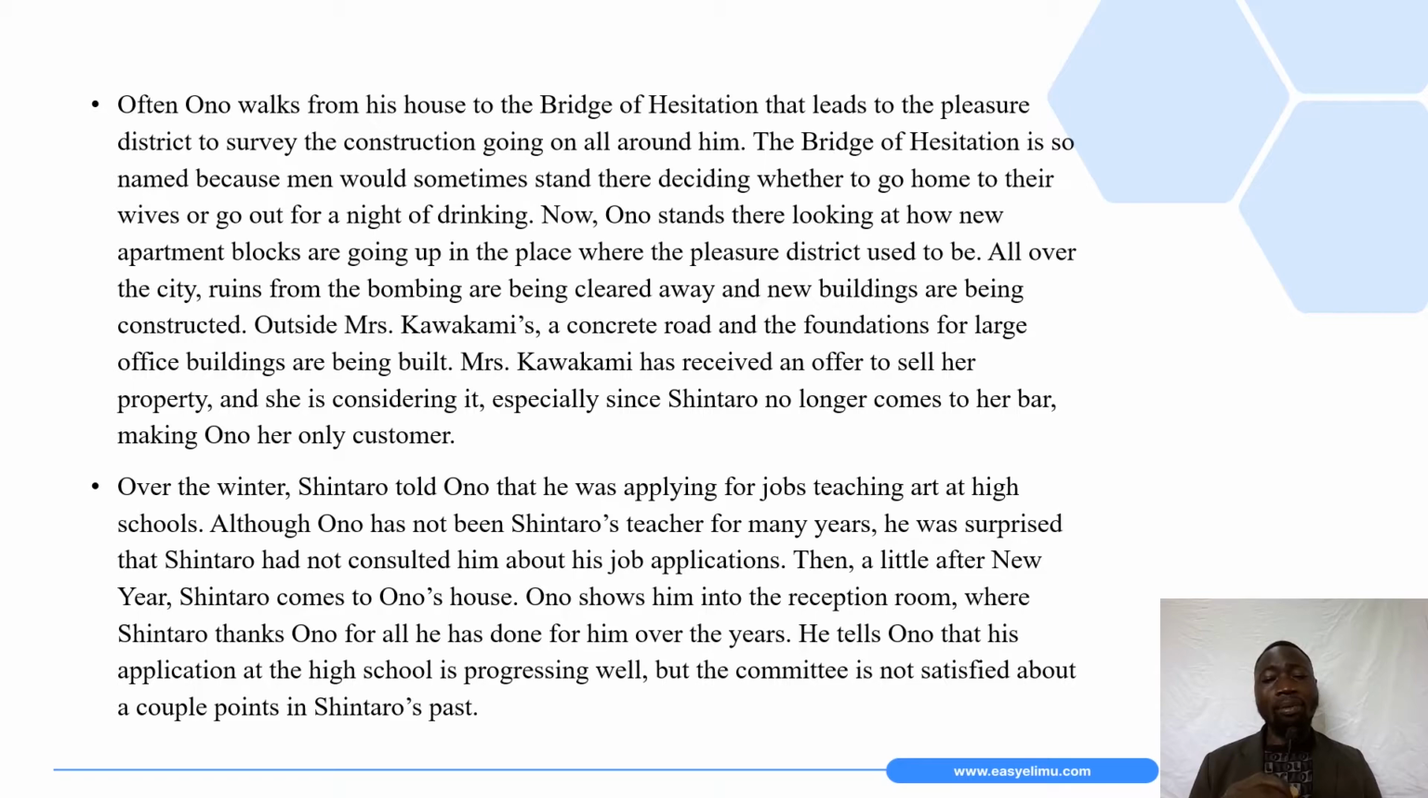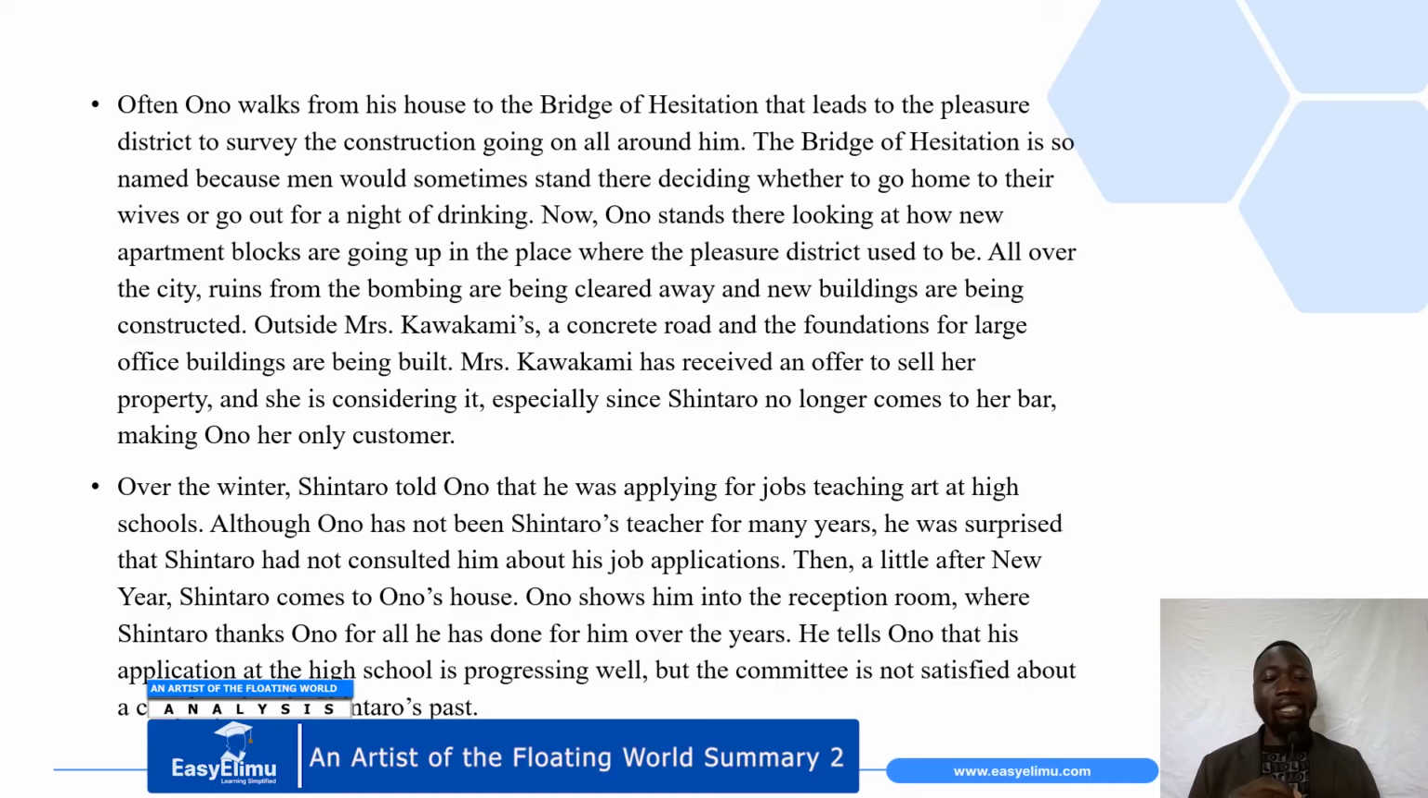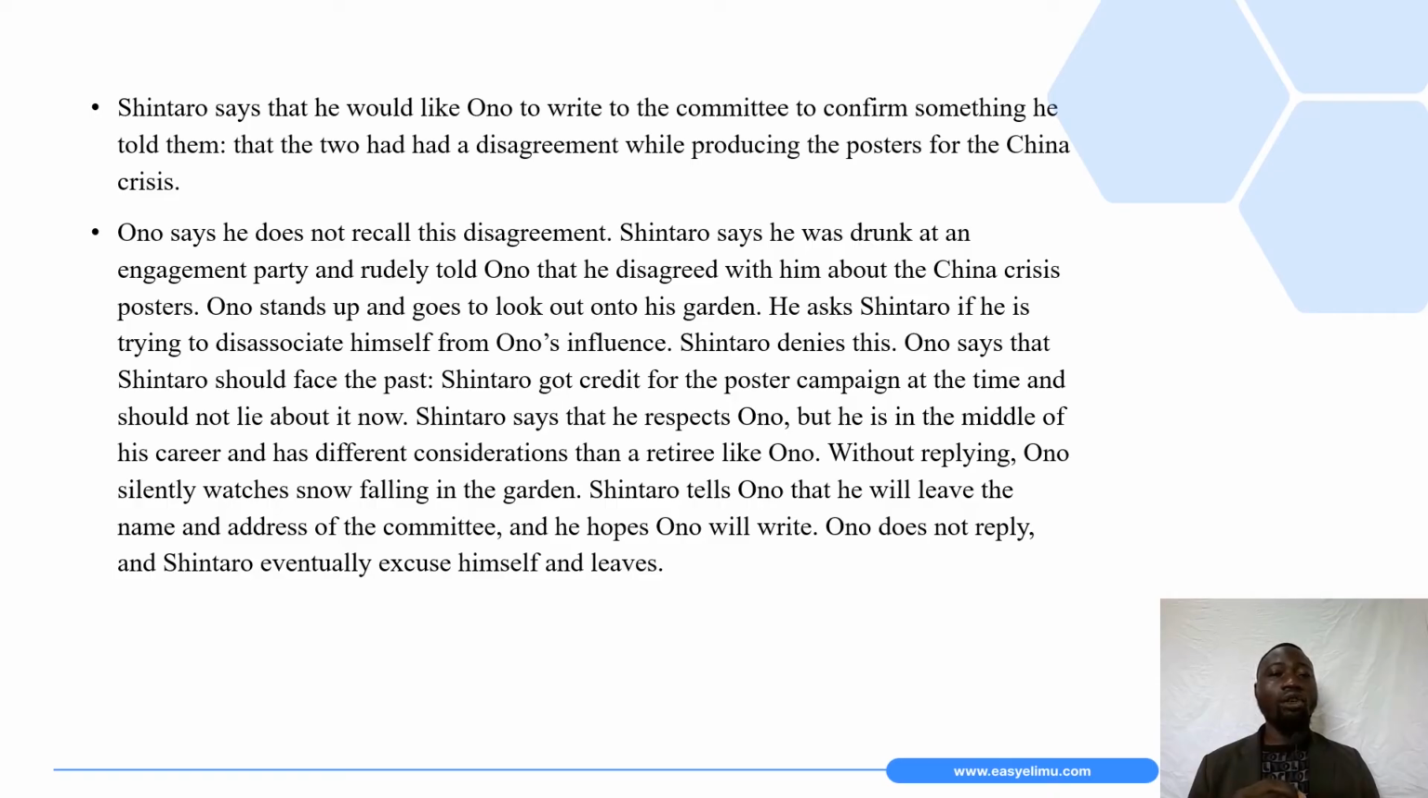He told Ono that his application at the high school was making good progress, but the committee is not satisfied about a couple of points in Shintaro's past. So Shintaro came to ask Ono to write to the committee to confirm something he told them, that the two had a disagreement while producing the posters for the China crisis. Ono says he does not recall this disagreement, and Shintaro responds by saying that he was drunk at an engagement party and rudely told Ono that he disagreed with him about the China crisis posters.